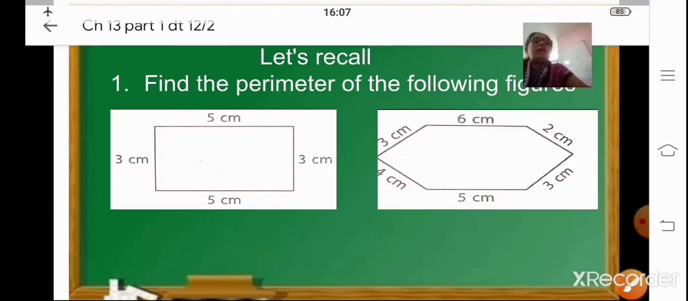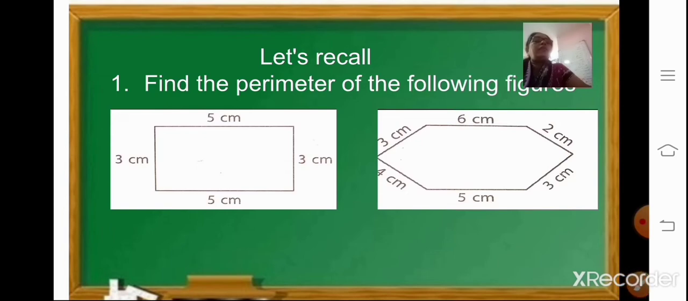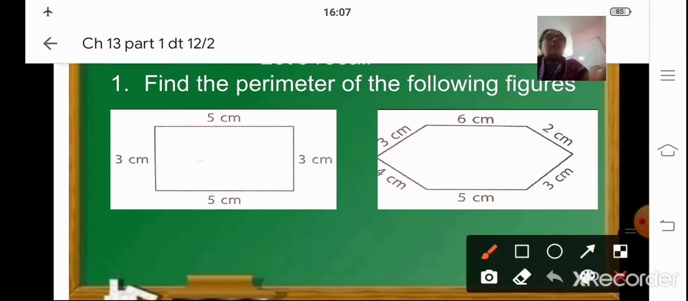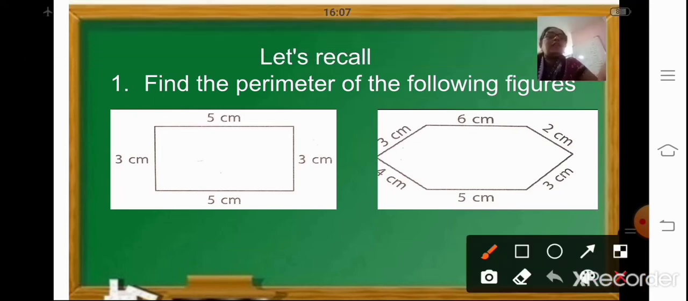So today, now before that, let's find the perimeter of some of the following figures. Now here a figure of a rectangle again, 5 cm, 5 cm and 3 and 3. Okay. So when you find the perimeter of this figure, that will be 5 plus 3 plus 5 plus 3. That will be 16 centimeter.